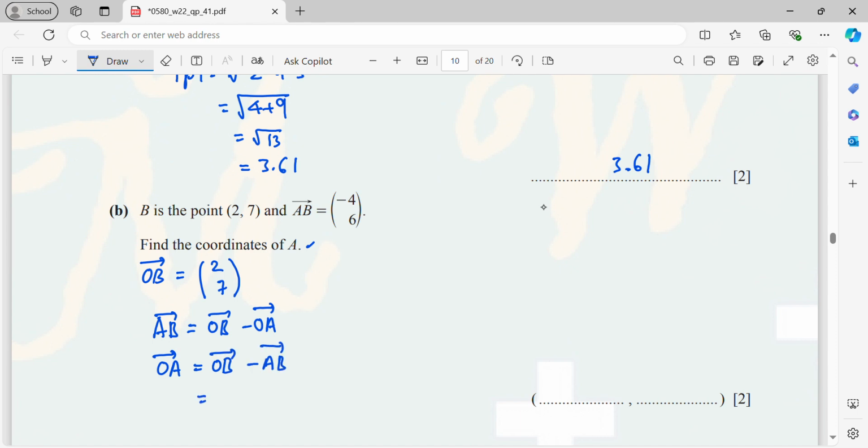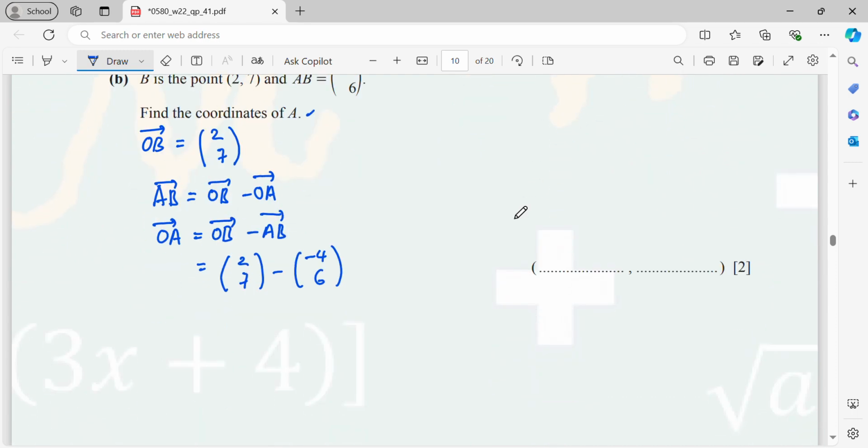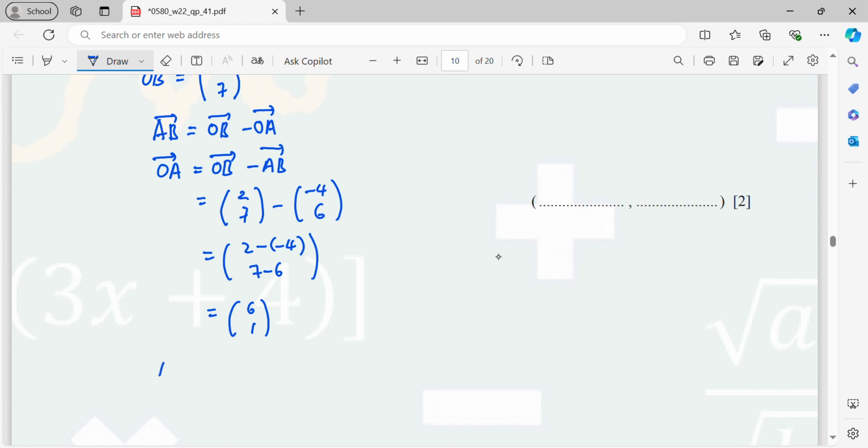So then here becomes the OB is 2, 7. Then you minus the AB, which is minus 4, 6. So now when you open the brackets, it will be 2 minus 4, and then followed by 7 minus 6. Then here is going to be 6, 1. So from position vector, you can easily change to points form. So your A has coordinates 6, 1.